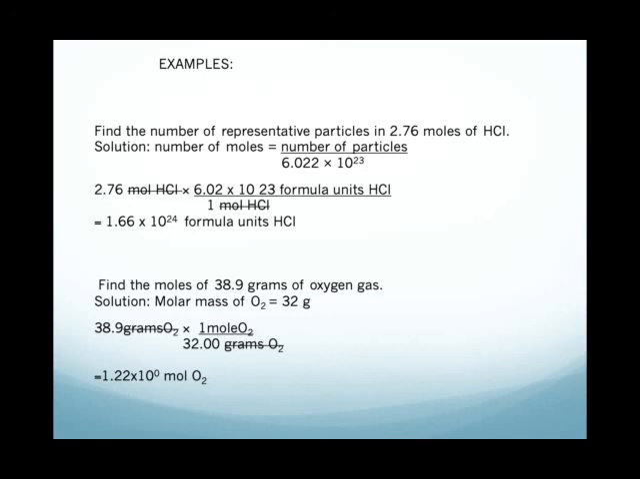The second question is find the moles of 38.9 grams of oxygen gas. The solution is, as you know, the molar mass of oxygen gas is 32 grams per mole. So 38.9 grams divided by 32 grams per mole, we get 1.22 moles of oxygen.